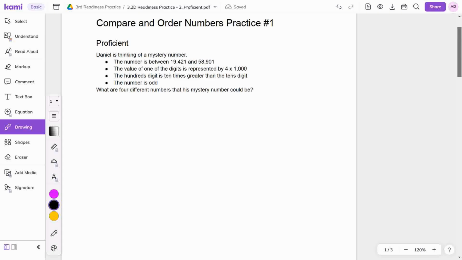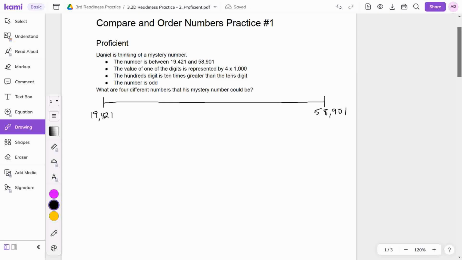We've got a number between. All right, so I'm going to first make a number line here. It needs to be between 19,421 and less than 58,901. So I've got a lot of numbers to work with.